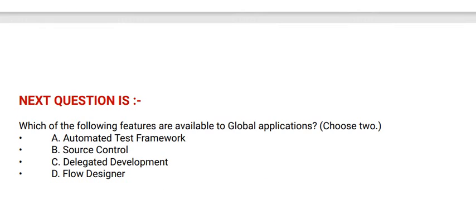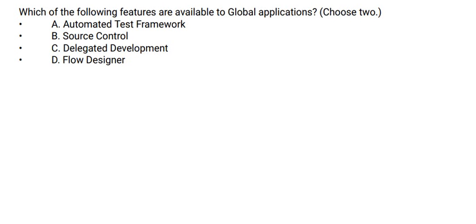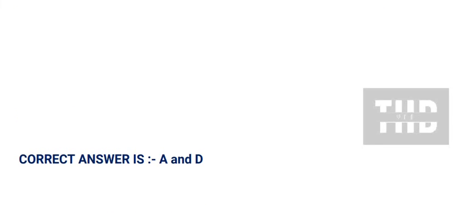Next question is, which of the following features are available to global applications? Choose two options. Option A. Automated Test Framework. Option B. Source control. Option C. Delegated development. And option D. Flow Designer. And the correct answer is option A and D.